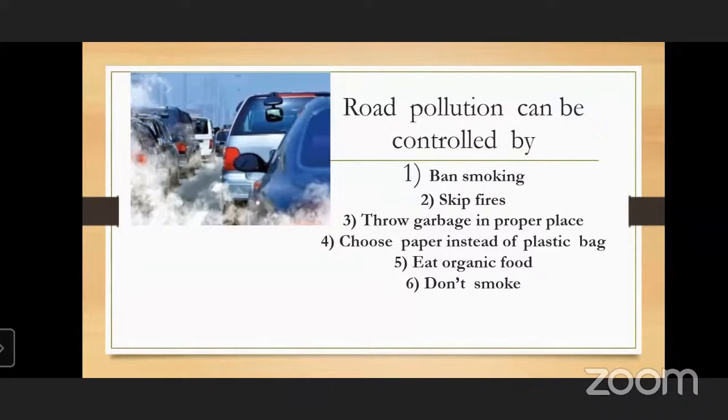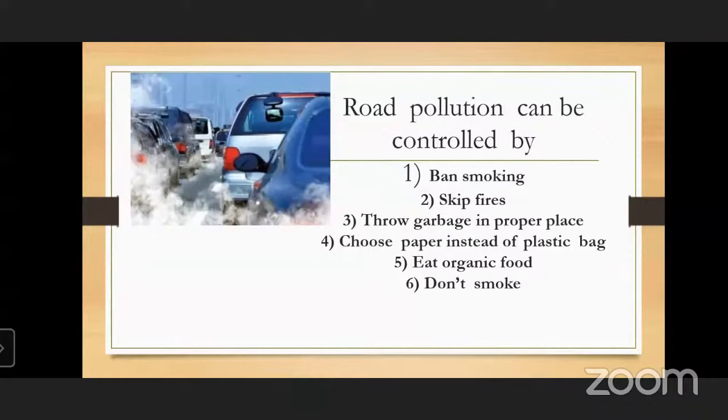We can control road pollution by banning smoking. Ban smoking means those who are smoking, those who use cigarettes, we should ban it. We should stop all this because smoking also causes air pollution. Then fires, when we are burning wood or burning any plastic, may cause air pollution. It causes road pollution also.